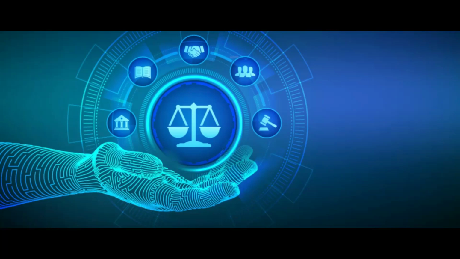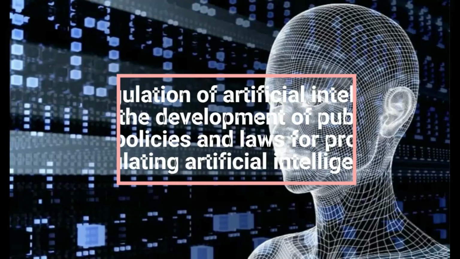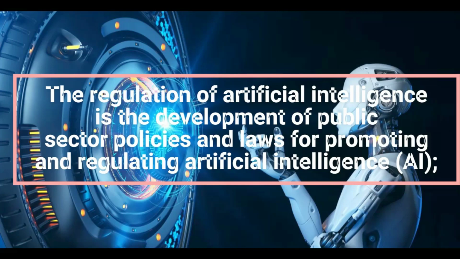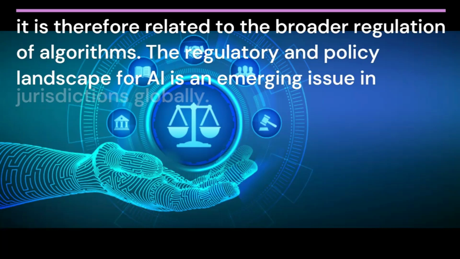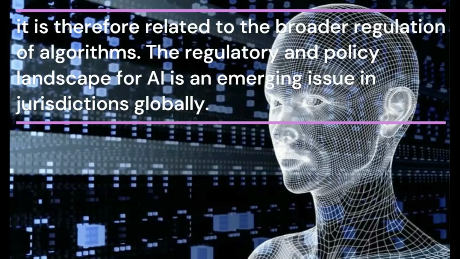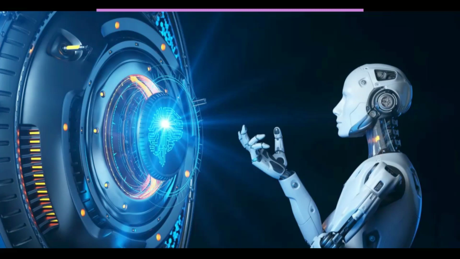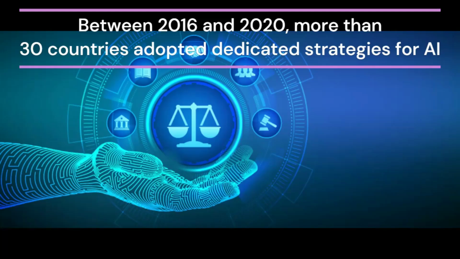Why is there a need to regulate artificial intelligence? The regulation of artificial intelligence is the development of public sector policies and laws for promoting and regulating artificial intelligence, AI. It is therefore related to the broader regulation of algorithms. The regulatory and policy landscape for AI is an emerging issue in jurisdictions globally. Between 2016 and 2020, more than 30 countries adopted dedicated strategies for AI.